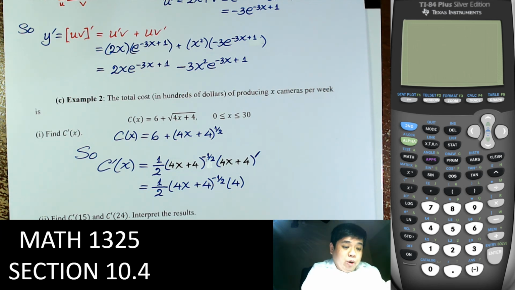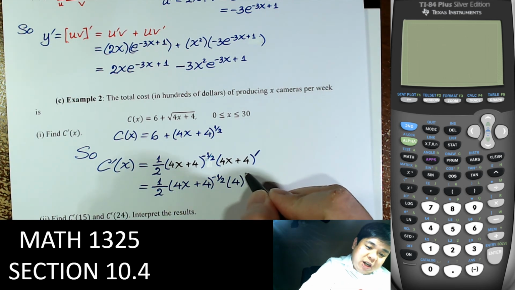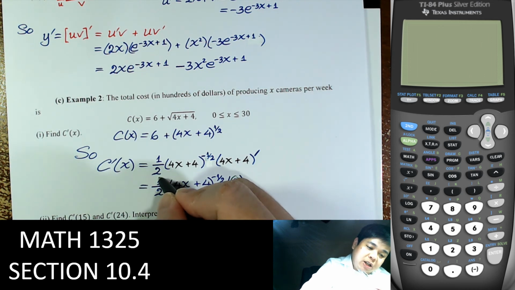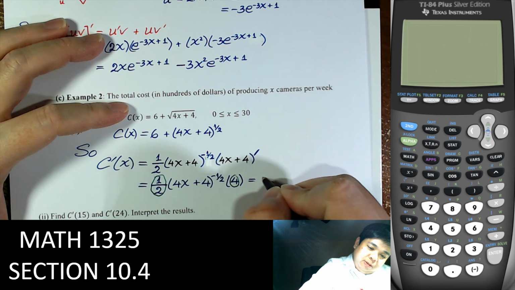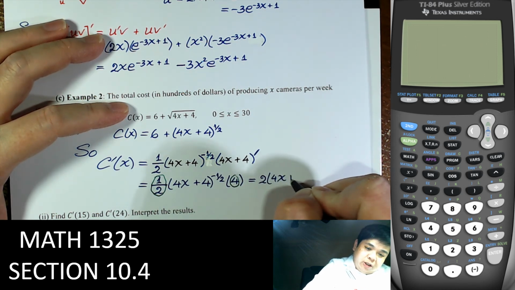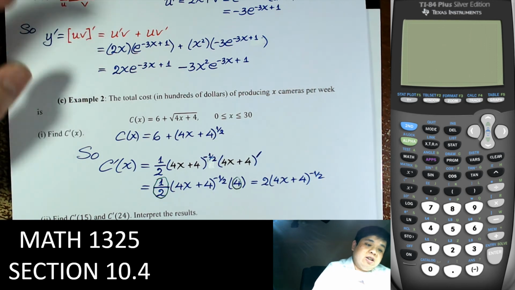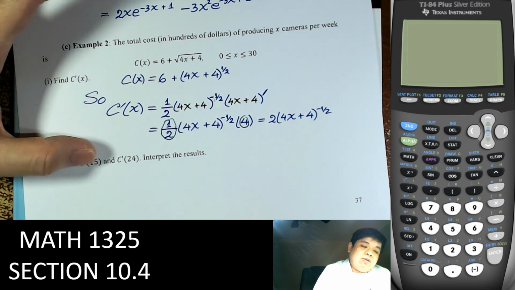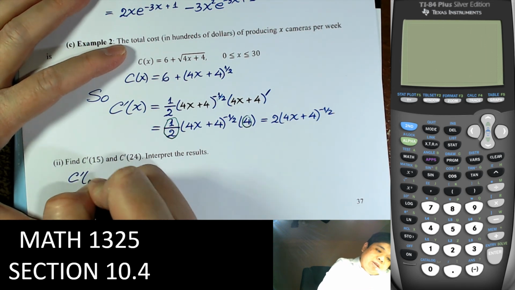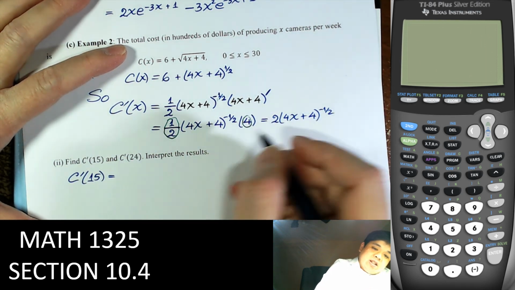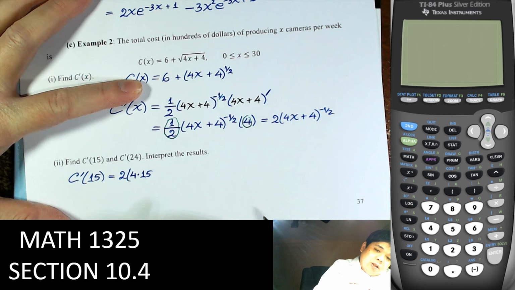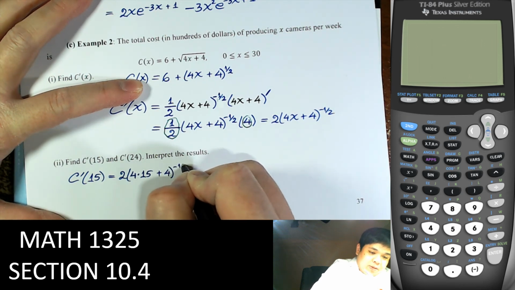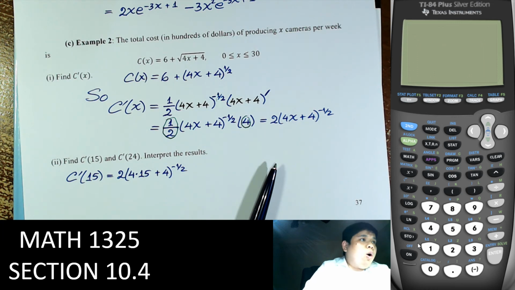Now, if we like, when we just have one term without anything, we can just combine the single terms together. 4 times 1/2 is 2, times 4x plus 4 to the -1/2. Right, so that is the derivative. Now we just evaluate at 15 and 24. So for the derivative at 15, we simply put 15 into x.